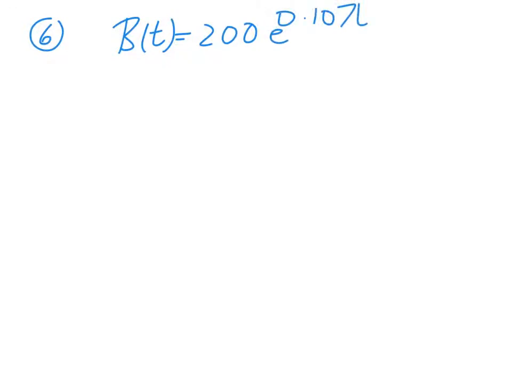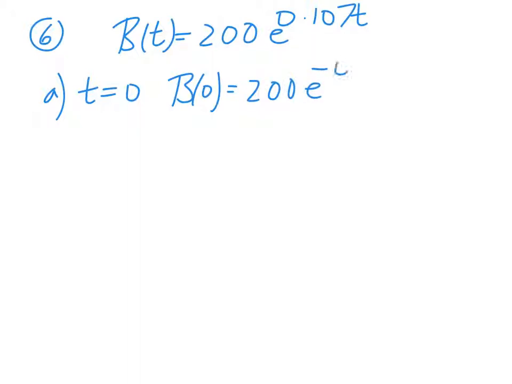Right, number 6. We have a formula which says b of t is 200 e to the 0.107 t. Right, part A. How much material was at the beginning? So that is when t is equal to 0. So b of 0 is 200 e to the 0.107 times 0. This whole thing is 0. Anything to the power 0 is 1. So that just simply gives 200 at the start.